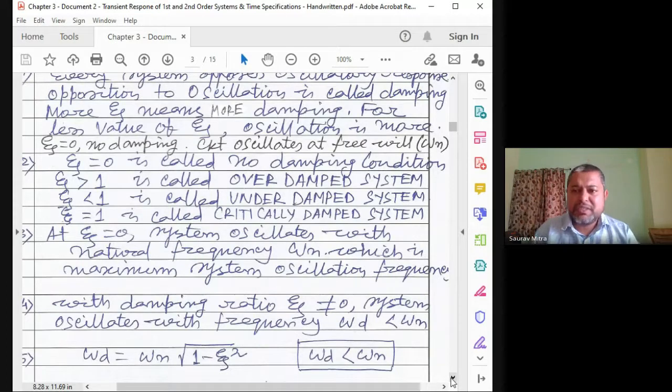We will discuss steady state error in this chapter only towards the end. So for every response we can also find out steady state error, and the system is best if steady state error is equal to 0. That means output reaches the input.